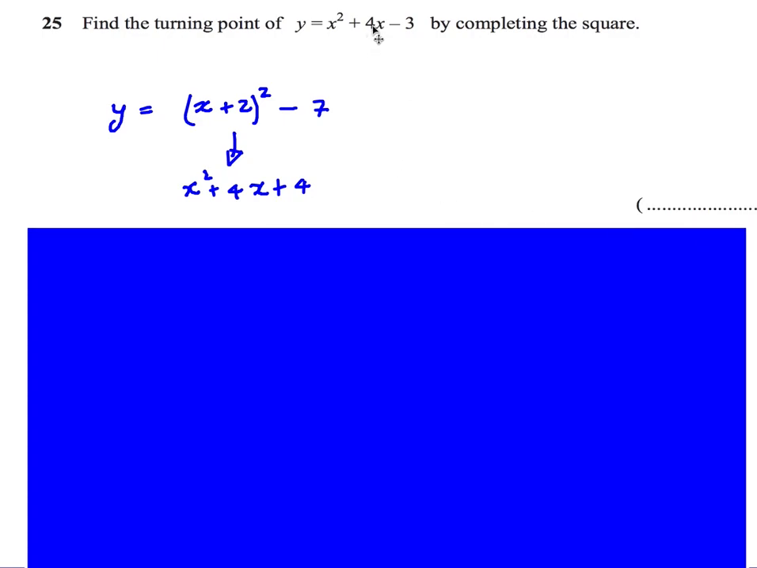I go, well, 4 divided by 2 divided by 1 gives me 2. So it's x plus 2 squared. And then say, well, what would that give me? That would give me an x squared. That would give me 4x. That would give me 4. Expanding out this bracket, that's what I've got. I needed to have a minus 3. So how do you get from plus 4 to minus 3? Taking away 7. So therefore, this is the complete the square form.